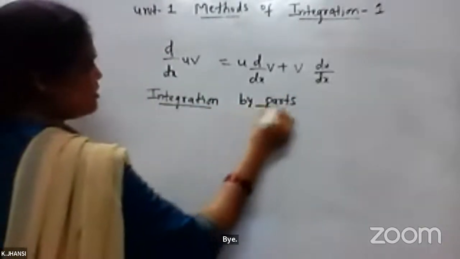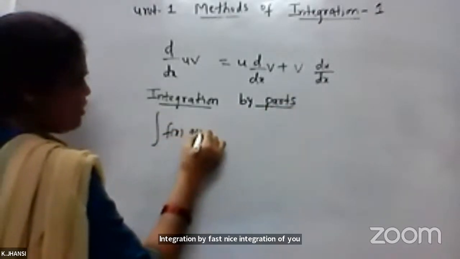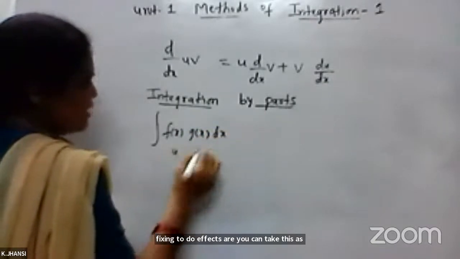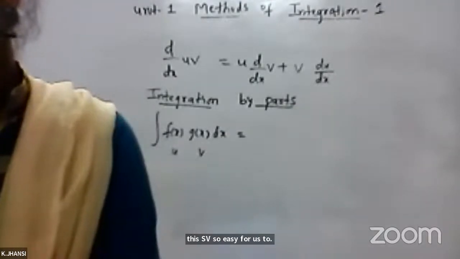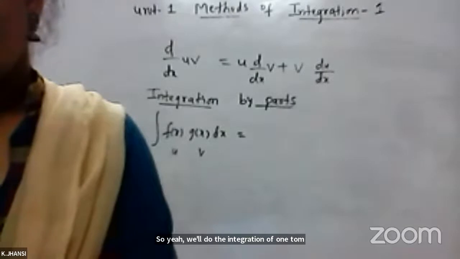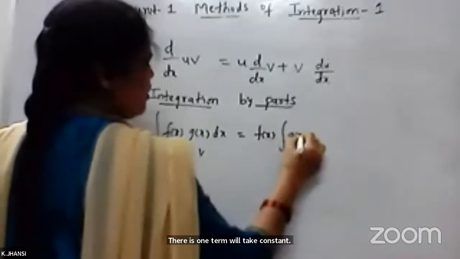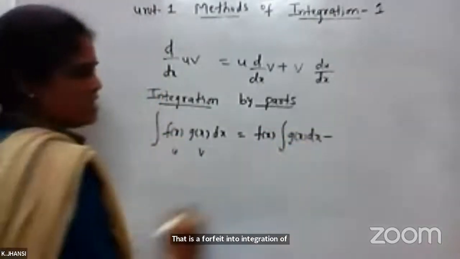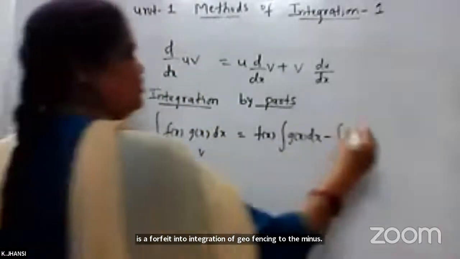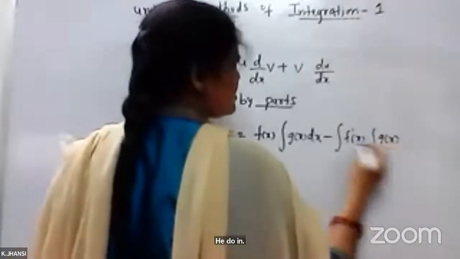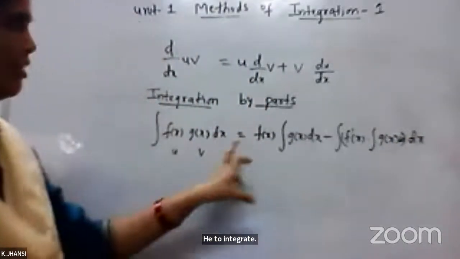By parts. Okay, integration by parts means integration of f of x into g of x, or you can take this as u and this as v. So here we'll do the integration of one term, that is one term we will take as constant. That is f of x into integration of g of x into dx, minus integration of f dash of x into integration of g of x, this whole thing into dx. Okay, this is the formula.